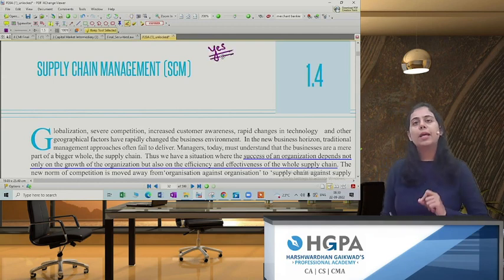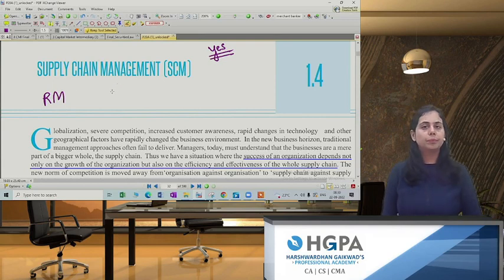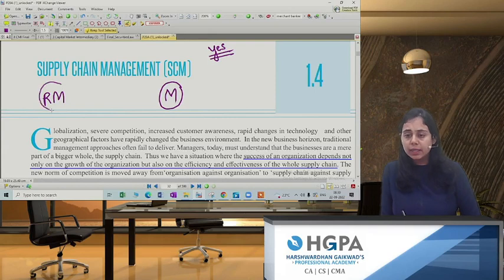Okay, what is supply chain management? Supply chain management will always start with the raw material. In the center, there will be a manufacturing company, and at the end, there will be the customer.